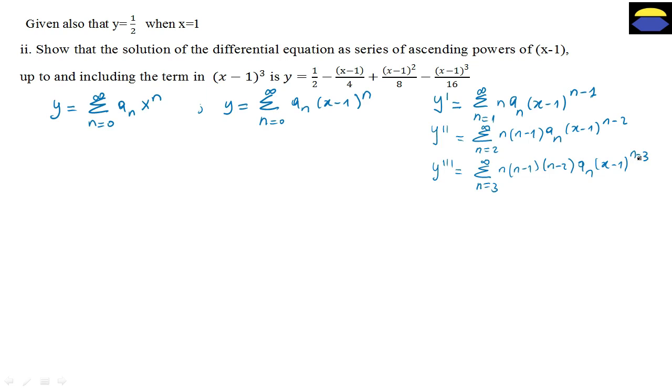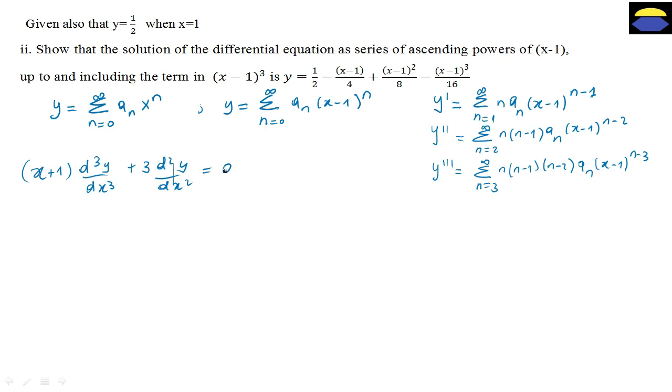So this is what we know. Now we have the equation we've just proven from the previous slide: x plus 1 times the third derivative plus 3 times the second derivative was equal to 0. So this is what we know.